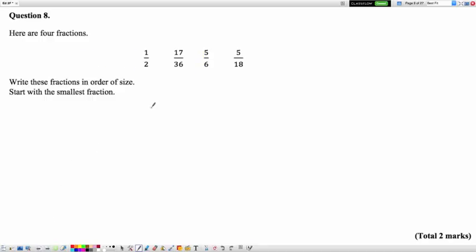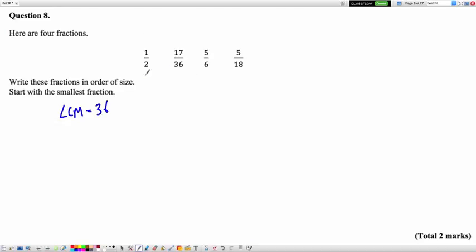Here are 4 fractions. Write these fractions in order of size. Start with the smallest fraction. We can see here that the denominators are different. We need to make equivalent fractions all with the same denominator. Looking at the numbers we've been given, 2, 36, 6 and 18, the lowest common multiple is 36. Therefore, let's make all of these fractions over 36.